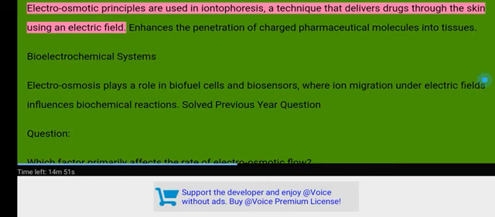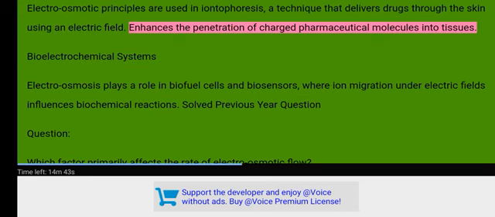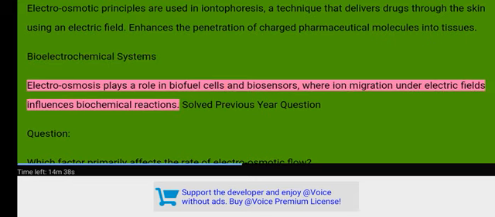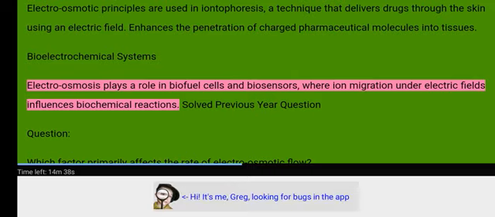Drug delivery systems. Electroosmotic principles are used in iontophoresis, a technique that delivers drugs through the skin using an electric field. Enhances the penetration of charged pharmaceutical molecules into tissues. Bioelectrochemical systems. Electroosmosis plays a role in biofuel cells and biosensors, where ion migration under electric fields influences biochemical reactions.